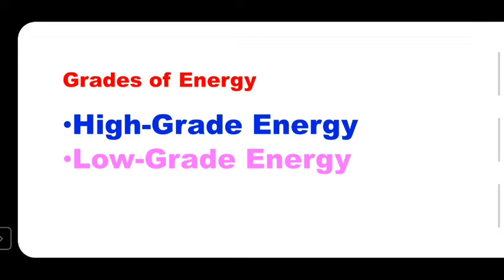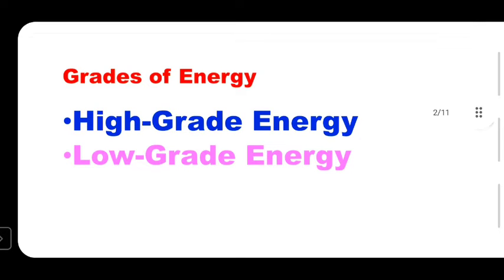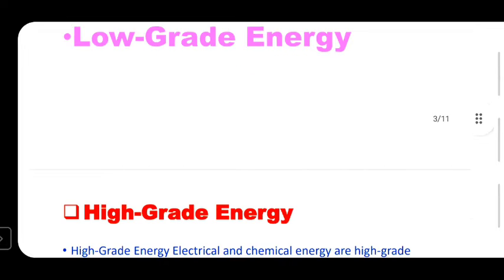Now there are two grades of energy, high grade energy and low grade energy. Write down the names. Now what is the meaning of high grade energy and what are the examples of high grade energy we have to discuss. Also what is low grade energy and what are the examples in the category of low grade energy. First of all, write down high grade energy.